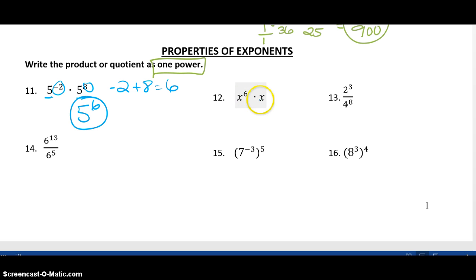Now number 12 is x to the 6th times x. Now since this x here doesn't have an exponent written on it, we already know it automatically has to be a 1. Okay, x to the first power is the same as just x. So again, we have the same bases, so we add our exponents, 6 plus 1. So our final answer written as 1 power should be x to the 7th power. Now here on 13, we have 2 to the 3rd over 4 to the 8th. Now these don't have the same base, and remember, we wrote same base on our foldables in all capital letters and underlined them and made sure we paid attention to that. We have to have the same base to be able to use these properties. So we cannot combine these. So it's a little bit of a trick question. Cannot combine.